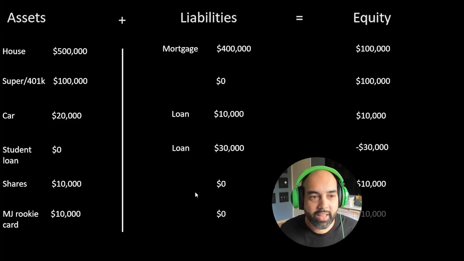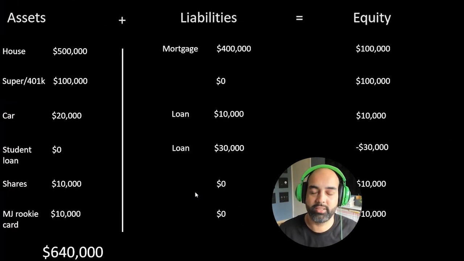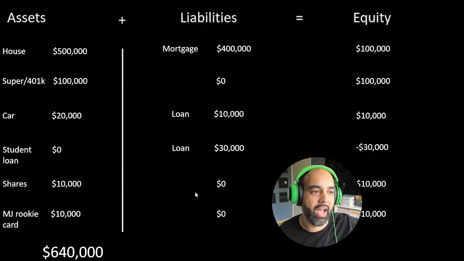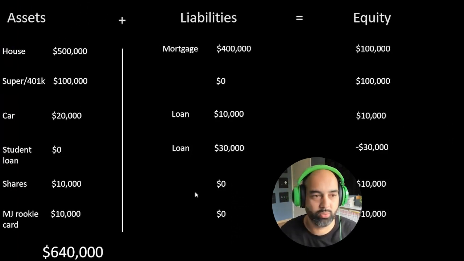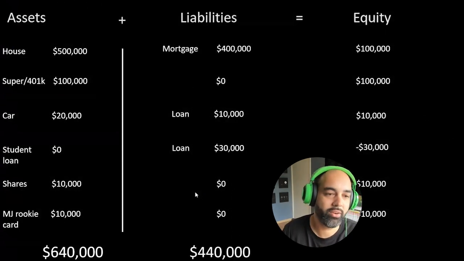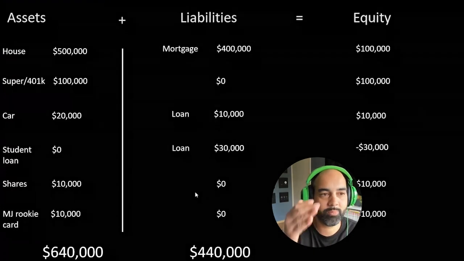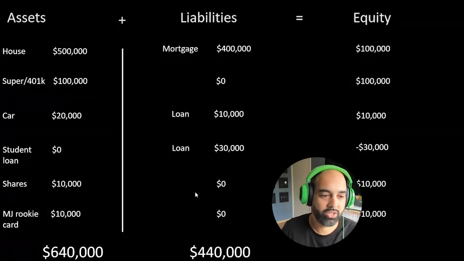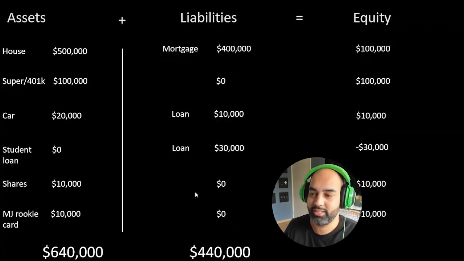All right. After you've done this, super easy, sum up the columns. So if you add up all of your assets are worth $640,000. And you can even create a pie chart from this. You'll see your house is far and away $500,000 worth of assets there. But you've also got your super, you've got your car, you've got your shares, and your Michael Jordan rookie card. Add up your liabilities. If you add up what you owe against that, the $400,000 mortgage, the car loan, the student loan, that's $440,000. Assets minus liabilities, that's actually minus $440,000. Your net equity or your net worth is $200,000.